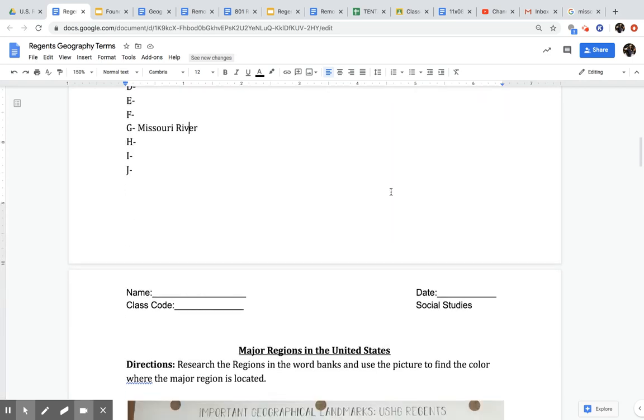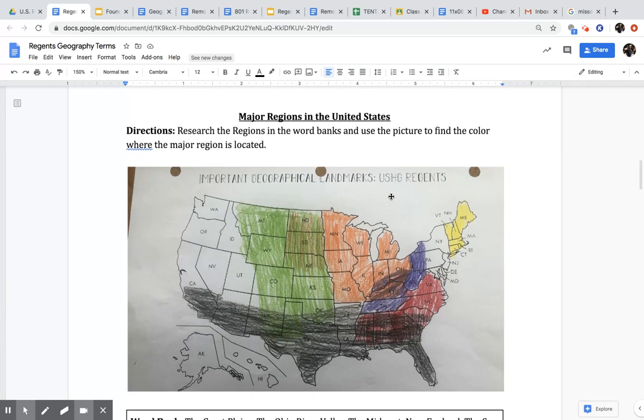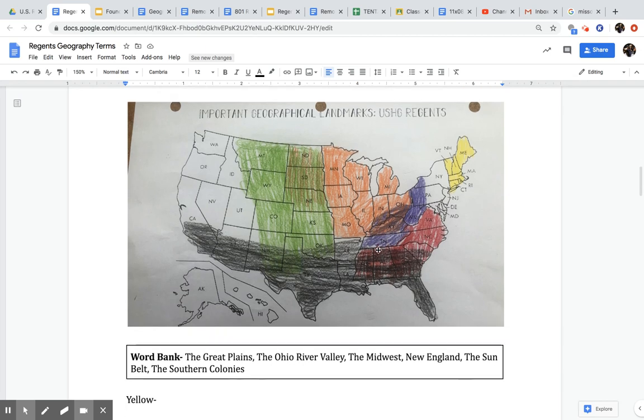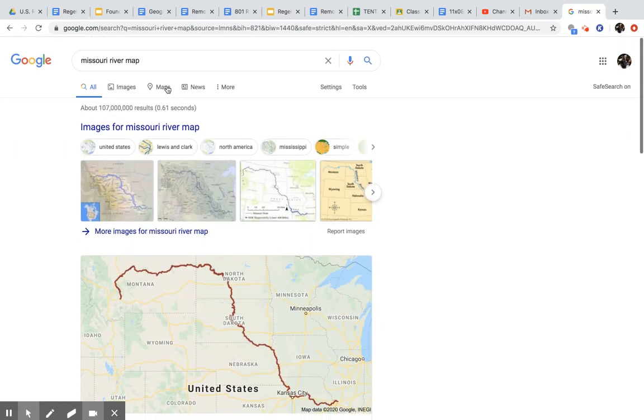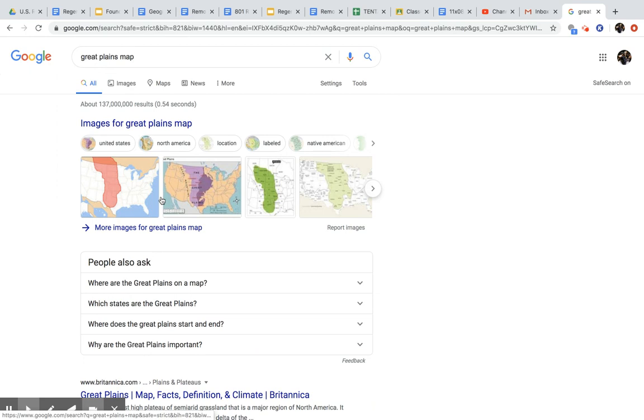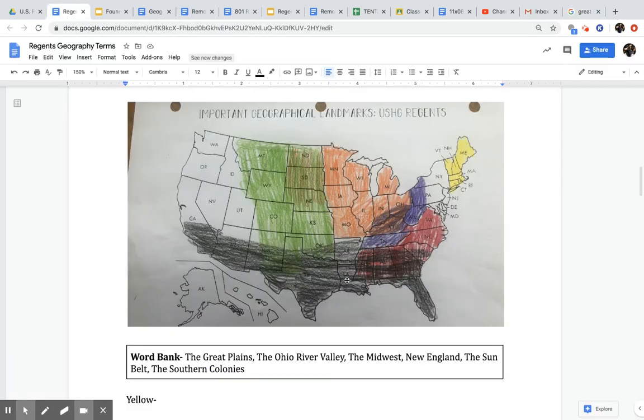Then when you're done, okay, you're going to do the major regions. And this one's going to be a little bit shorter, but same type of concept, right? I'm not going to do it with you, but you're going to type in the Great Plains, okay, just to show you here, Great Plains map. All right, pick a map that makes sense, take a look at the photo, and then try and figure out, okay, which color is it?